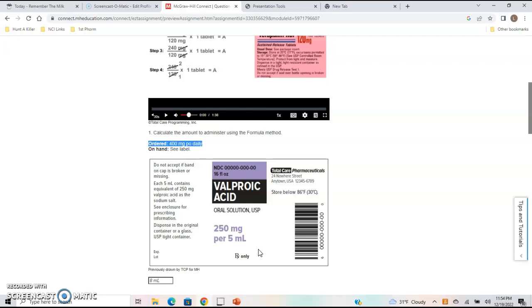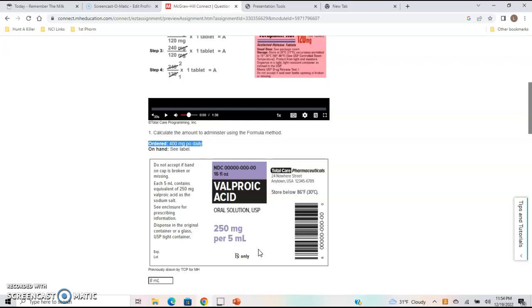You would then divide each side by 250 to get X alone, because that's what we're solving for, and you would cancel out your 250 on the left, and on the right you would have 2,000 divided by 250, and it should come out to be 8, and your unit is going to be mLs because your milligrams have canceled. So the answer to this one using the proportion method would be 8 mLs.